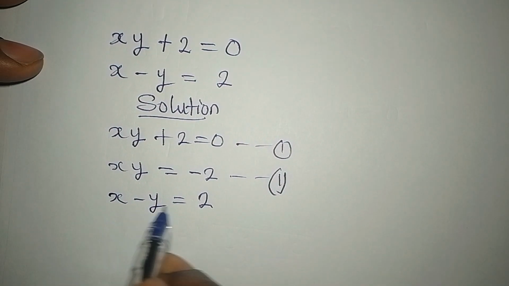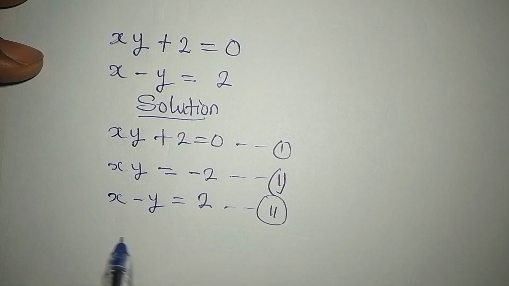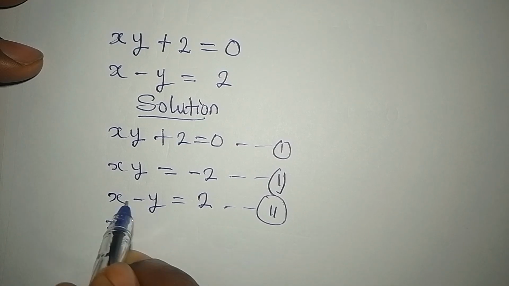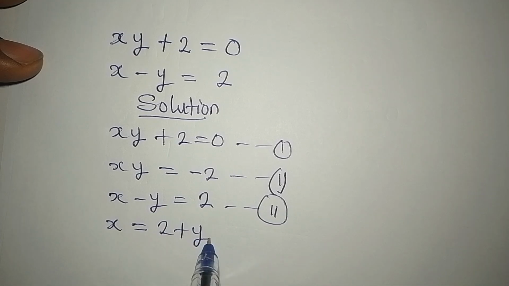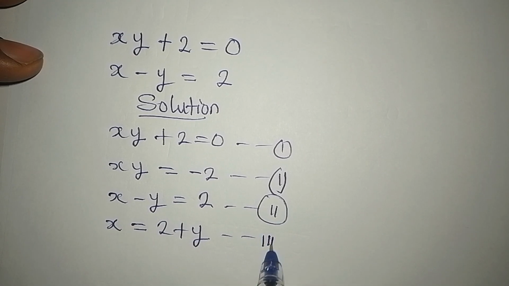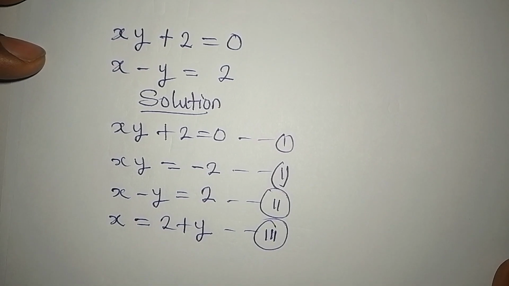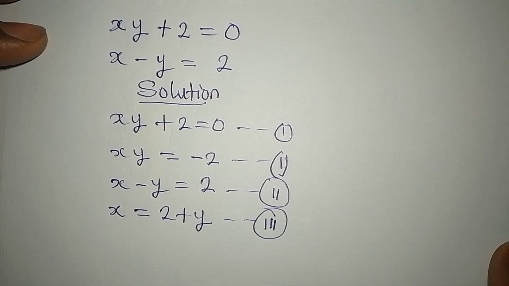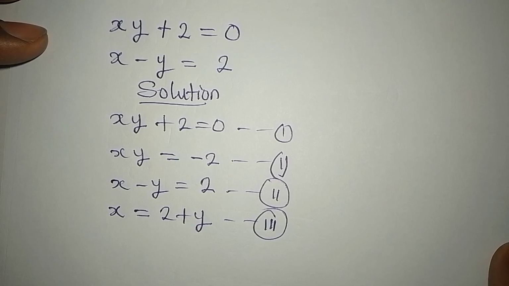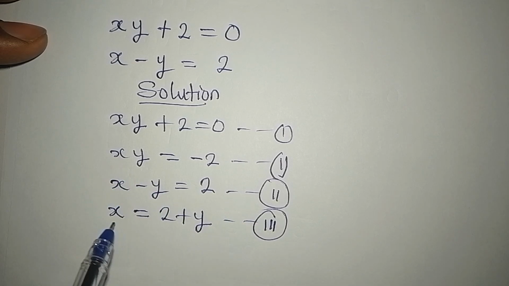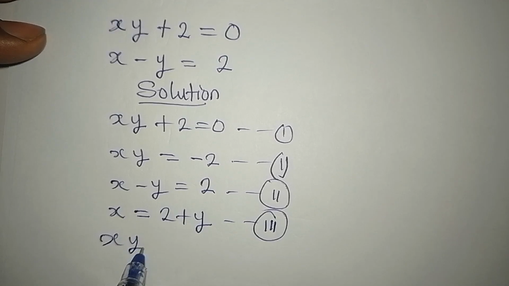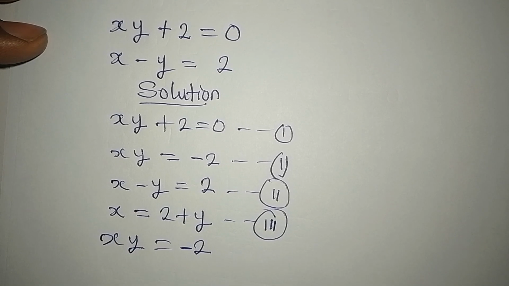Now, let's make x the subject. This is our equation 2. If you make x the subject from equation 2, it will be equal to 2 + y. And we call this our equation 3. Now, what equation gave birth to equation 3? It is equation 2, right? So put this value into equation 1, and it is xy = −2.